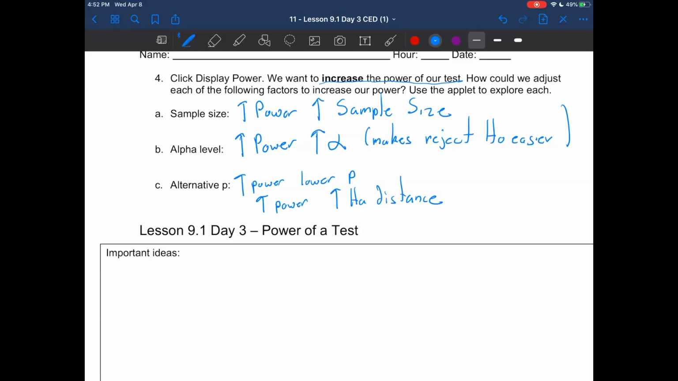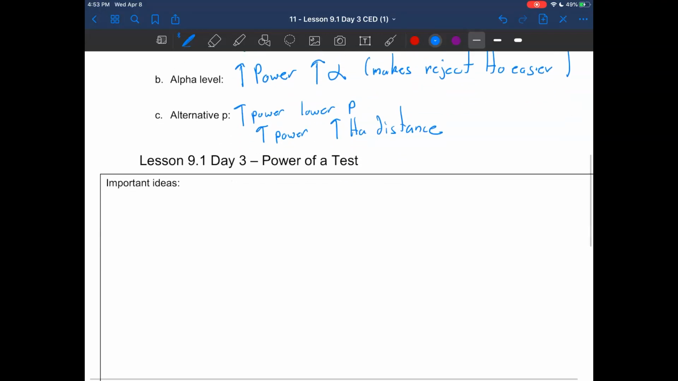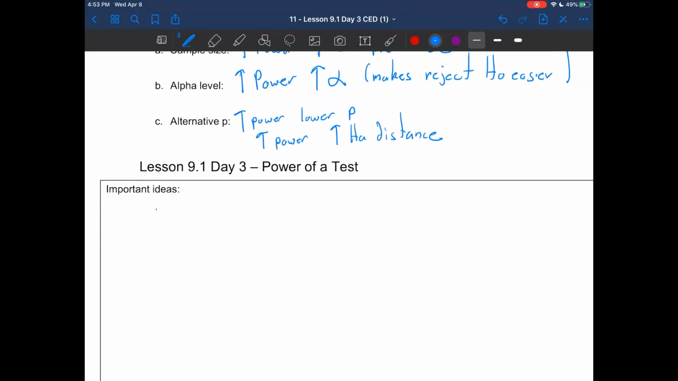Okay, so a lot of concepts here, but basically for the AP test, you're going to have to know how to find power if I give you the probability of a type 2 error. And then you're also going to have to know how to interpret power in context. Okay, so here are our important ideas. Same thing that we had before.